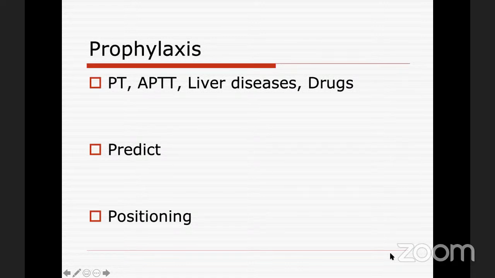When we talk about prophylaxis, it is very essential to look at the basic parameters like PT, APTT, liver diseases, and what kind of drugs the patient is on.